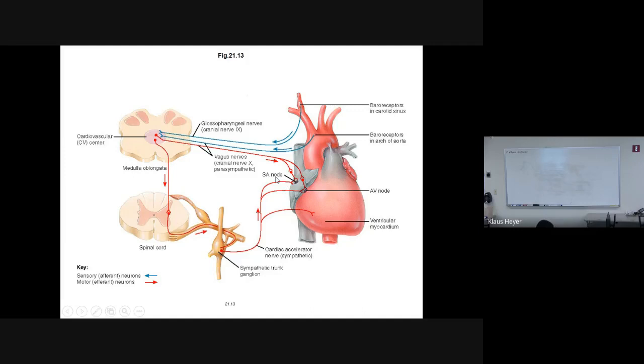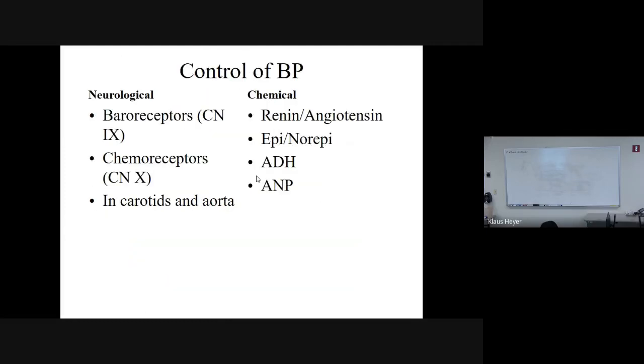So that's kind of the same idea behind control of heart rate. The only difference is here the motor neurons are affecting blood vessels, whereas when we were talking about heart rate, it was just the heart. There is a chemical difference as well. So I have it on this side, and these are going to be about the same as well. So some things that are similar.